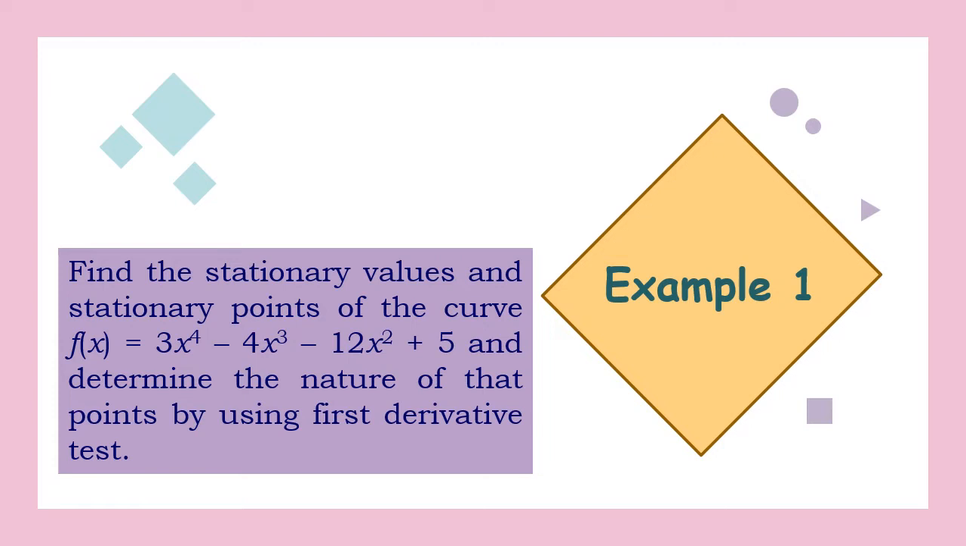Let's see the example for this part. So example 1, find the stationary values and stationary points of the curve f(x) equal to 3x to the power of 4 minus 4x to the power of 3 minus 12x squared plus 5, and determine the nature of those points by using the first derivative test. So there are three things we need to find in this question.